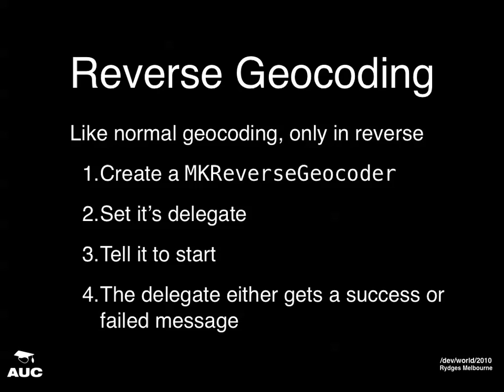You create an MK reverse geocoder, you set its delegate, you tell it to start. The delegate will then either get a success or a failed message. If it succeeds, it returns an MK placemark, which you can then use to extract the information out of, or you can just drop it on the map. If it fails, it throws an error, which I tend to just ignore because I'm lazy.